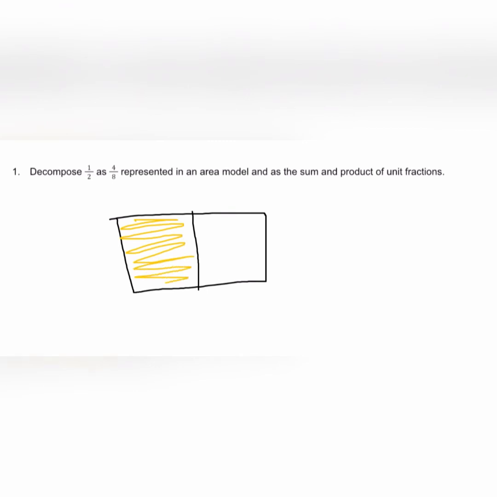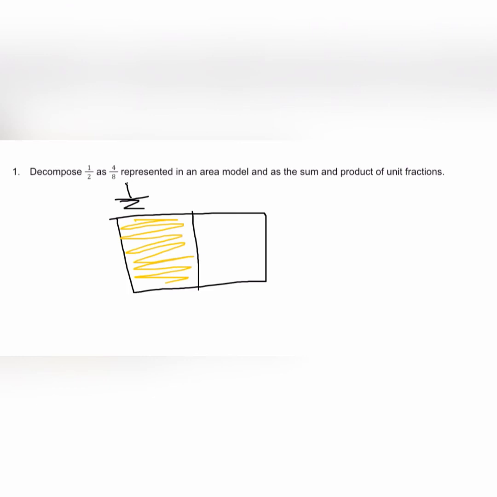Our problem says to decompose 1/2 as 4 8ths represented in an area model, and that's the sum and product of unit fractions. So my first step is to draw my area model broken into 2 equal parts. Then I'm shading in one part, and if this whole model equals 1 whole, what fraction did I just shade? 1/2. So remember, I need to decompose this 1/2 into 4 8ths.